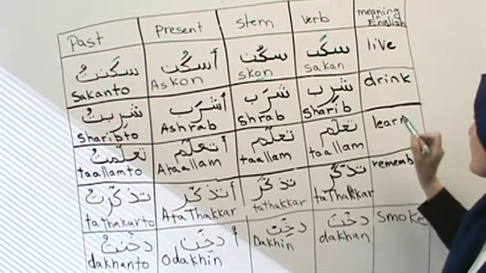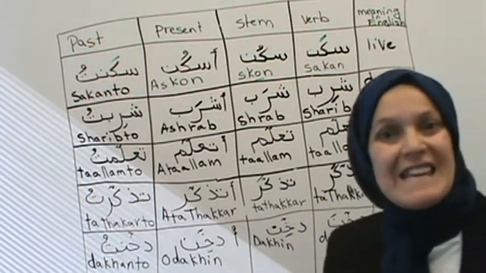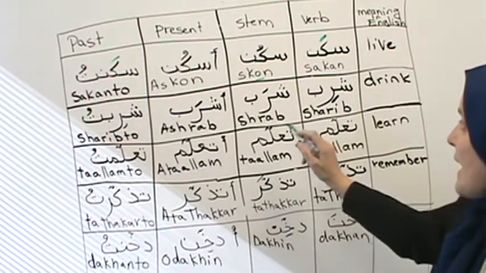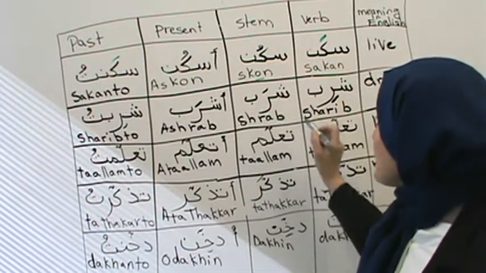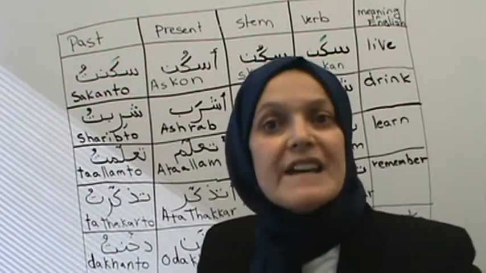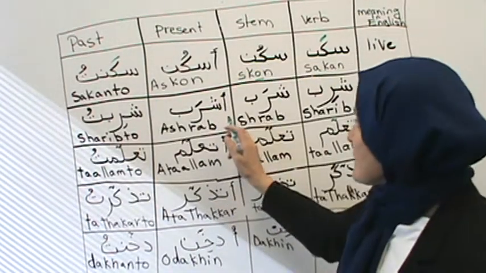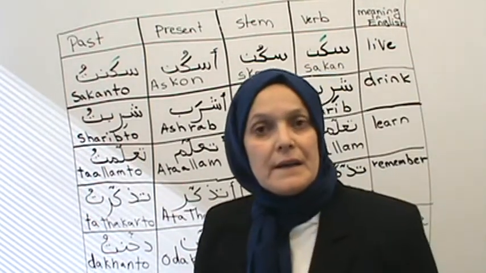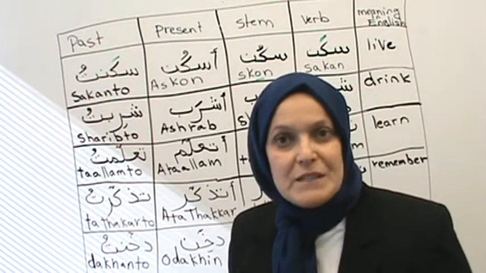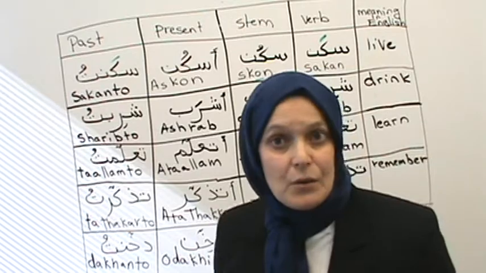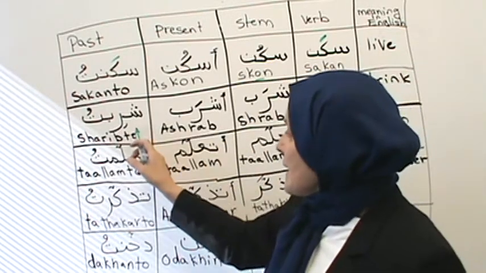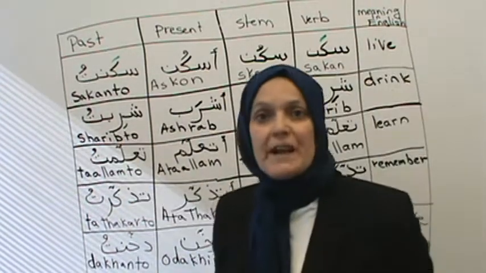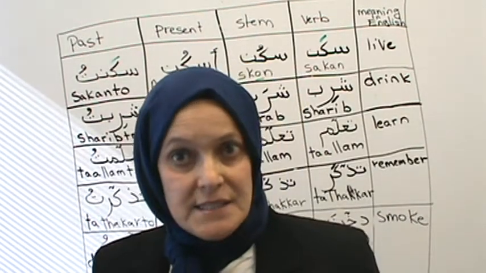This is for live. Drink is sharib. It has an e sound, e as in elephant. Sharib means to drink. The stem, the e sound goes to a: sharab, and the conjugation is ashrab, ana ashrab. In some parts of the Arab world, when we speak, we say ashrub with a u sound, but the correct one is the a. And the past tense is the verb, and you add tu. Sharib-tu. Second-tu.